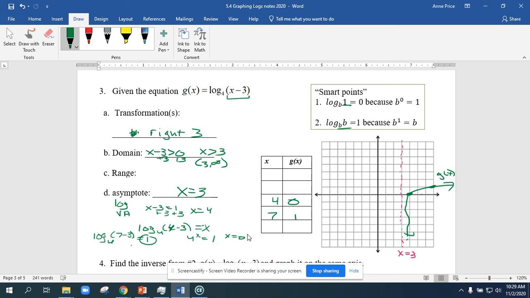And I didn't put in here its range yet. Its range is all real numbers from negative infinity to infinity. I can get out any values I want. It just takes a really, really long time to grow.